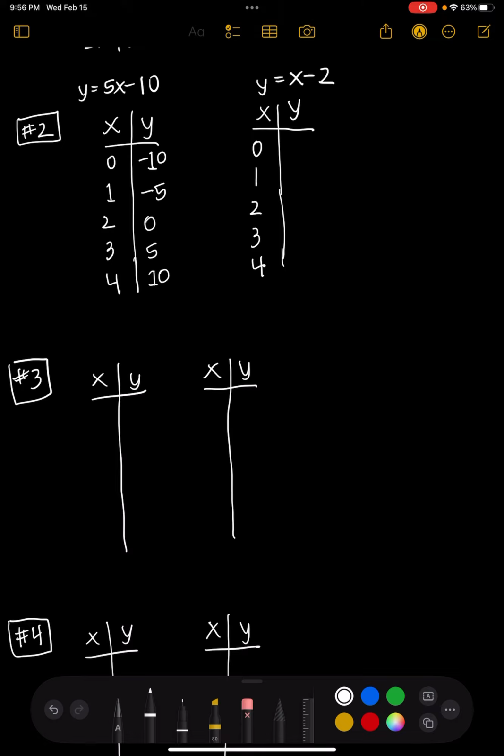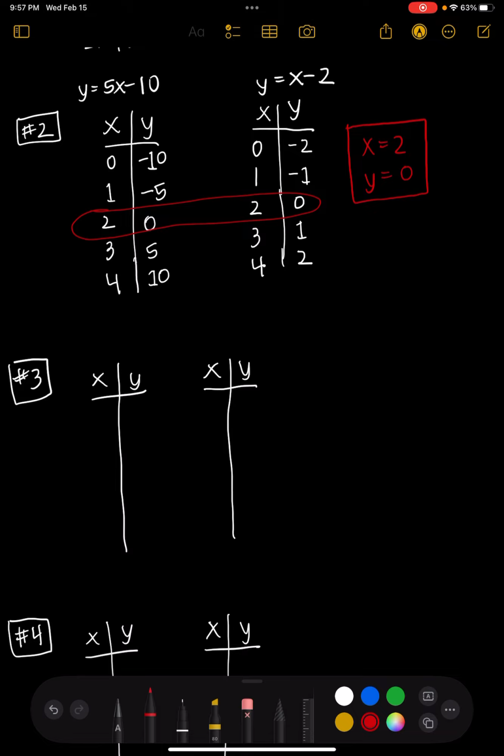So when this one is y is equal to x minus 2, I'm going to replace the x with 0, so I get negative 2. Then I get negative 1. Then I get 0, 1, and 2. Now we're going to look for where it matches up, and it matches up right here because both of those have a 2 for x and a 0 for y. So my answer is x is equal to 2 and y is equal to 0. Once again, you need both of those in order to have a full answer.